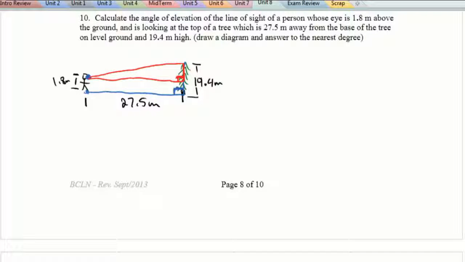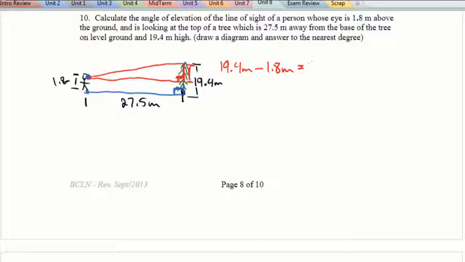Now, this little red bit here isn't the same length as the full 19.4. The red bit on the side is going to be 19.4 meters minus the 1.8 that the person was standing above, because their eye is 1.8 meters above the ground. So that is the difficult part there.